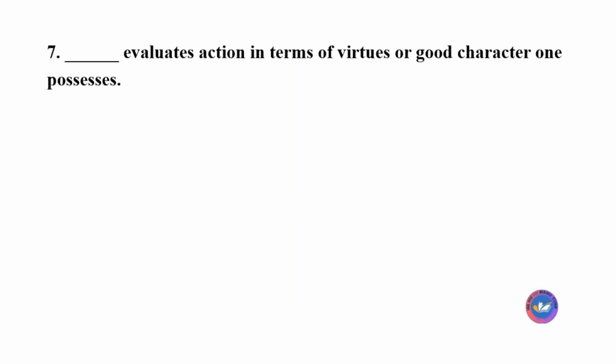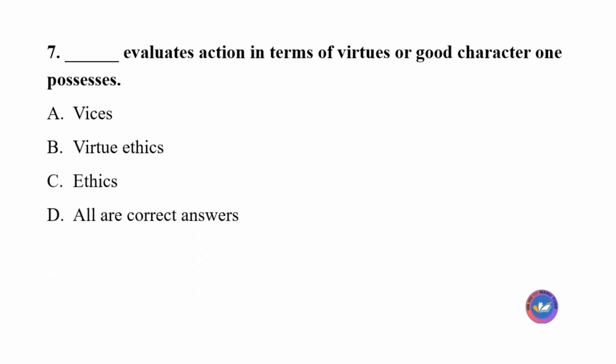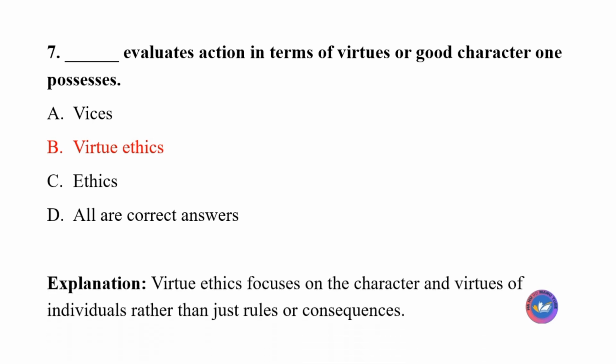Question number 7. Dash evaluates action in terms of virtues or good character one possesses. A. Vice. B. Virtue ethics. C. Ethics. D. All are correct answers. The answer is virtue ethics. Virtue ethics focuses on the character and virtues of individuals rather than just rules or consequences.